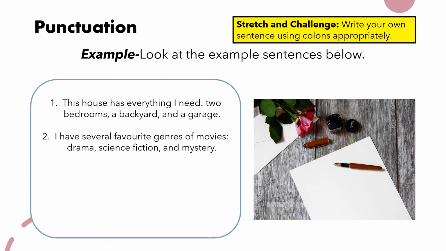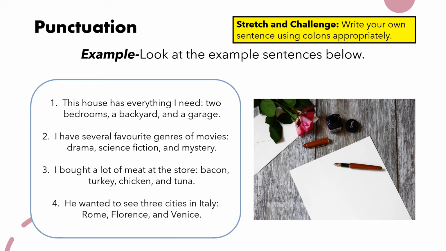Number 2, I have several favourite genres of movies: drama, science fiction and mystery. Number 3, I bought a lot of meat at the store: bacon, turkey, chicken and tuna. And the final one, number 4, he wanted to see 3 cities in Italy: Rome, Florence and Venice. So you can see from all of those examples that we're using the colon whenever we're trying to introduce an extended list in our writing.